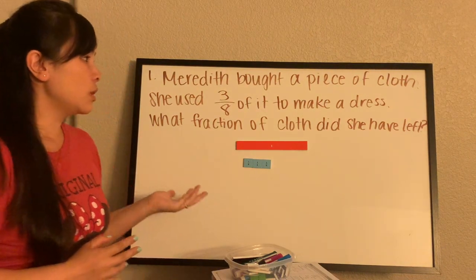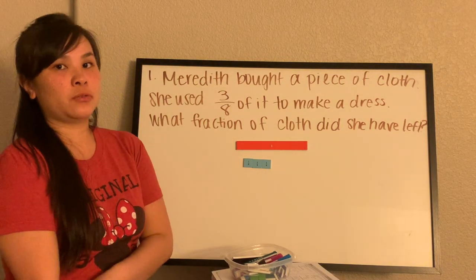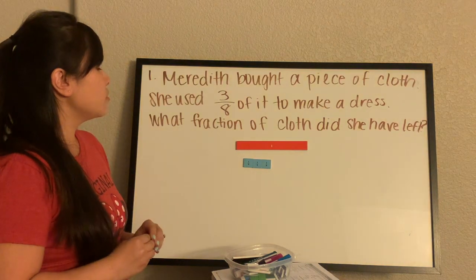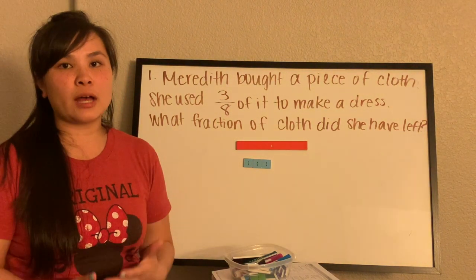So this is page 117. This is the first problem on exercise 3. It says, Meredith bought a piece of cloth. She used 3/8 of it to make a dress. What fraction of the cloth did she have left?